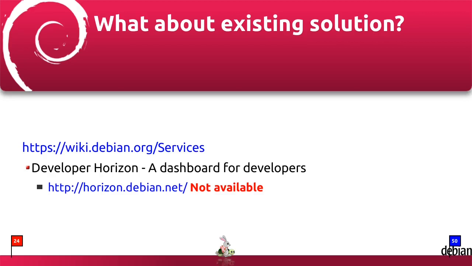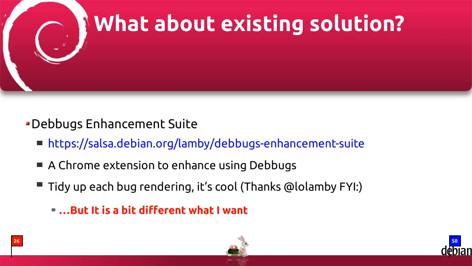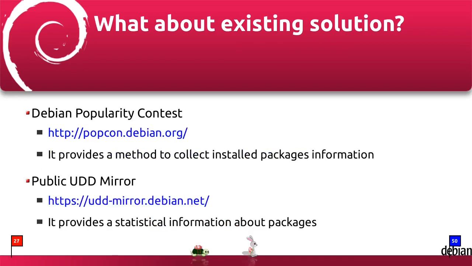I've searched existing useful services via Debian Wiki. Developer Horizon seems well, but not available. Feather also seemed well, but discontinued already. I've also heard debug enhancement sold, but it's a bit different what I want. As a result, Debian popularity contest and public UDD mirror seem useful.